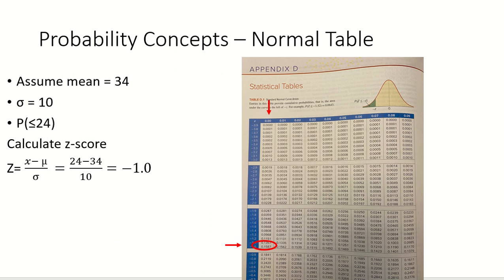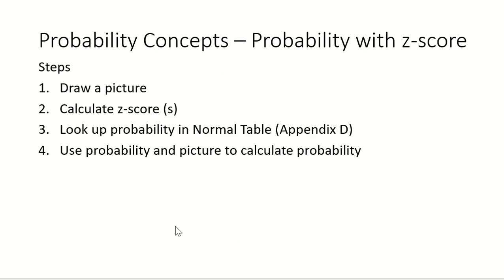All right, almost finished here with this idea. There are 4 steps to calculate the probability with a z-score. I recommend you start off with drawing a picture. Calculate the z-score or z-scores, look up the probability in the normal table back in Appendix D, and then use the probability in the pictures to calculate the answer to your question.